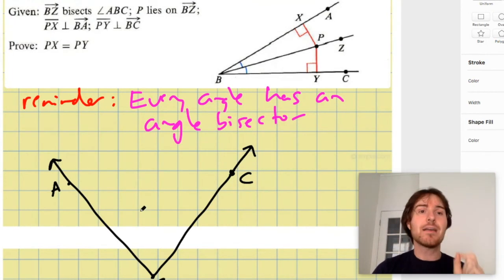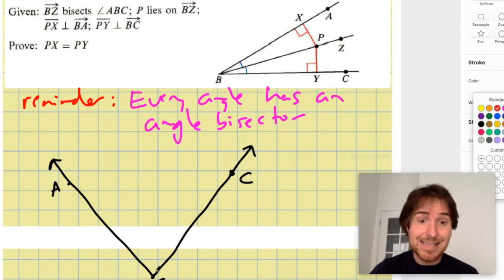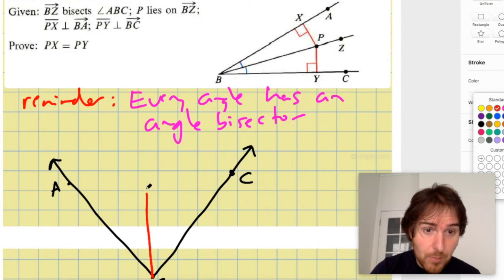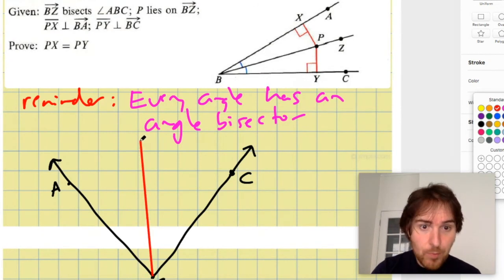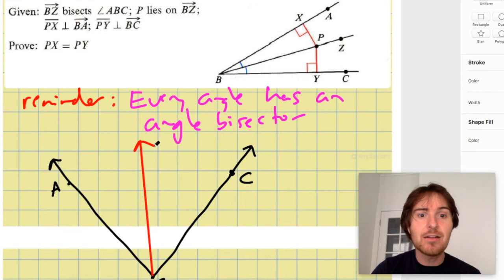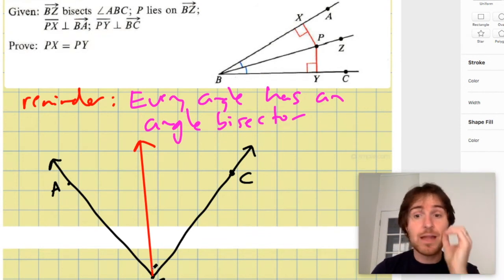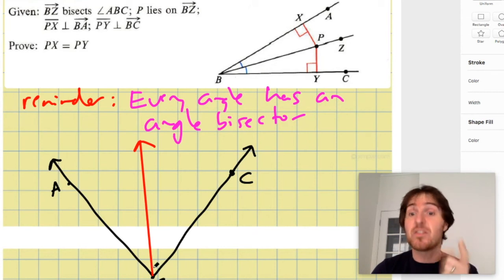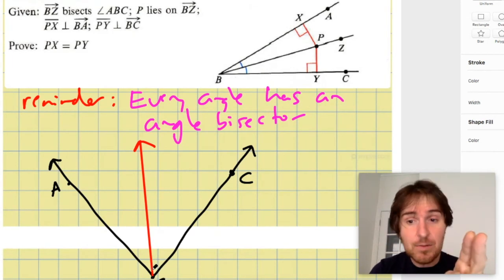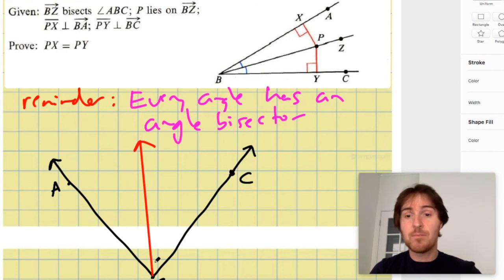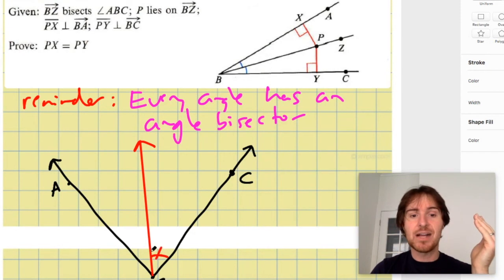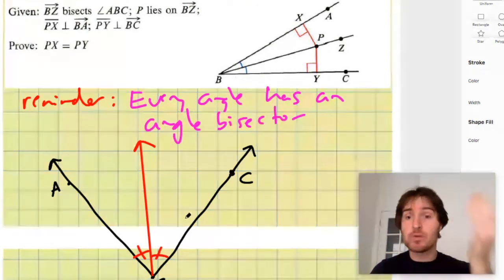Okay, so angle ABC. If a point lies on the bisector of an angle, so every angle has exactly one bisector, right? I know that from the protractor postulate. The protractor postulate tells me that angle ABC is going to have a measurement between 0 and 180. And if that's a real number, I'm going to be able to divide it by 2. You can divide any real number by 2, and because of that, I'm going to have exactly one angle bisector. So I'm going to draw that. That's how your problem starts here.